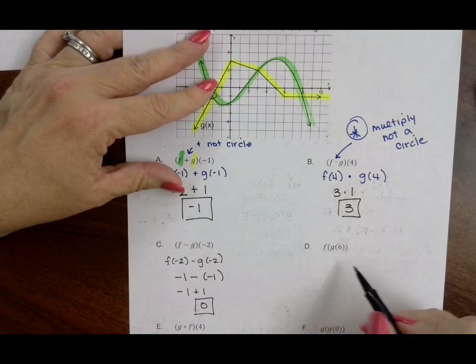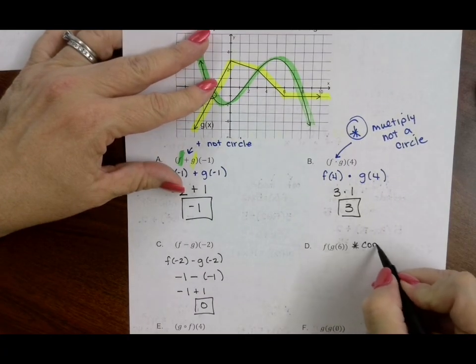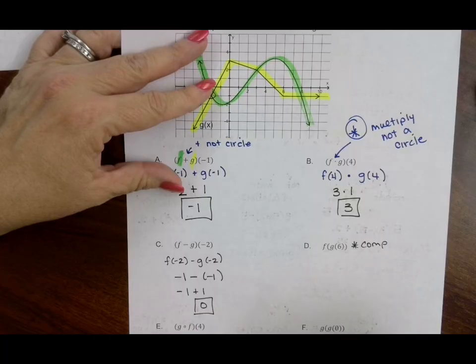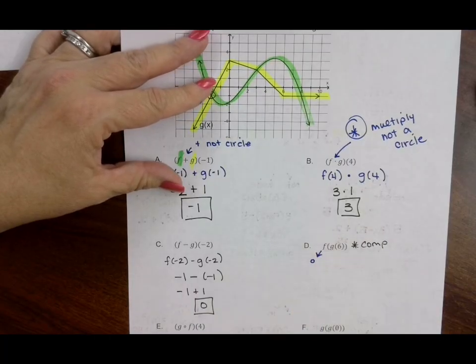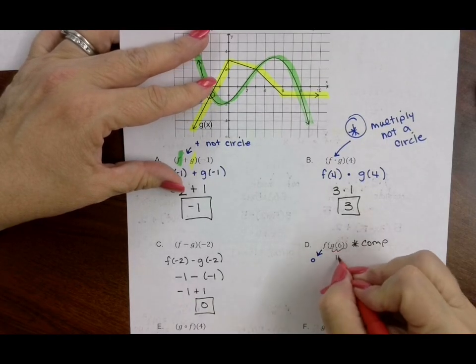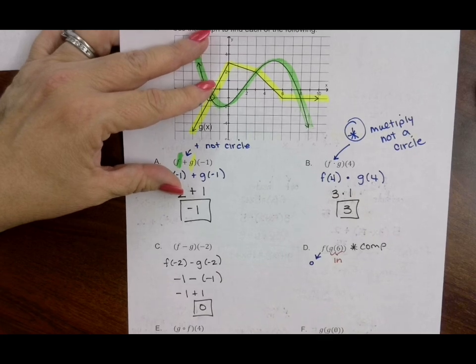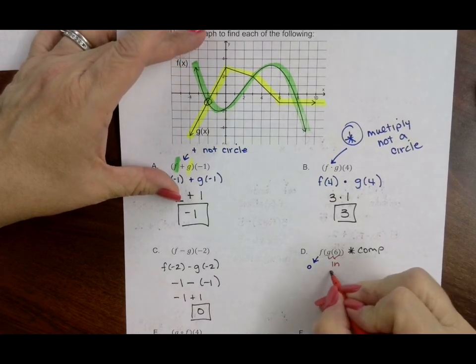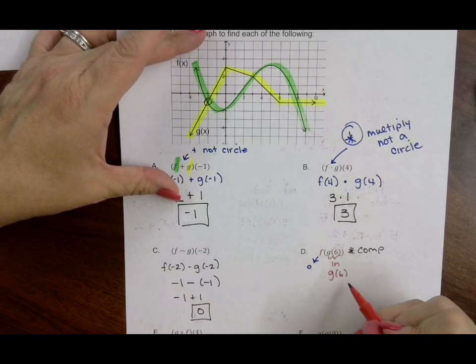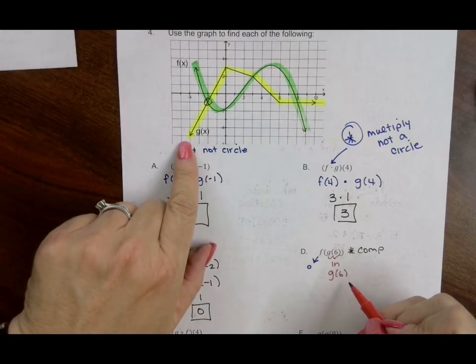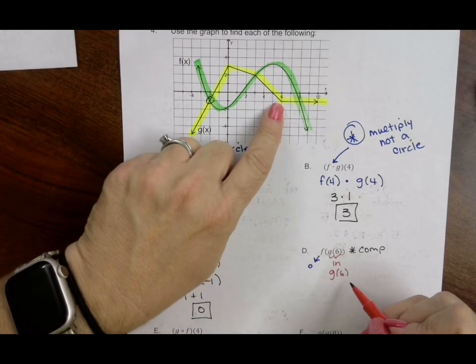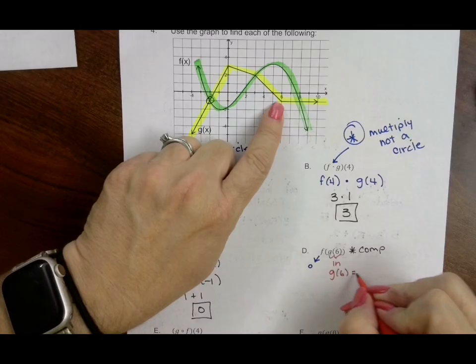Okay, so here I have a composite graph. So same thing I did before. This is my outside, and this is my inside. Okay, so I have to do my inside first. So I want to know what is the value of g of 6. So g is my yellow graph. So I go over here. When x equals 6, g, the y value of that is going to be negative 1.